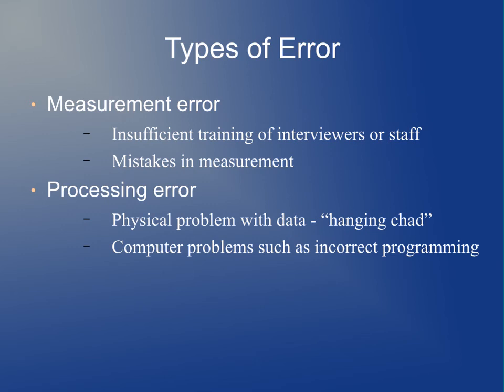Some types of error would be measurement error, when your equipment doesn't work correctly, or you don't train your interviewers enough so they record the wrong thing. Processing error would be incorrect computer programming, or you entered it into the computer incorrectly, something like that. Physical problems with the data.